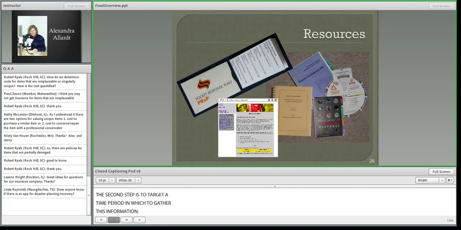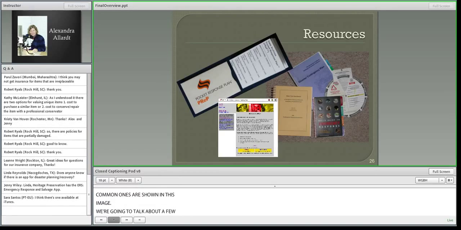The third step is to familiarize your planning team with available resources. There are many resources on disaster planning. Common ones are shown in this image. We're going to talk about a few more as we go through. For those of you in the Southeast, the spiral ring binder there that says "Steal This Handbook," the resource for it is in your resource packet, and it's a pretty comprehensive plan that gives you lots of ideas put together by our library colleagues. So it may be something that's really helpful to you.